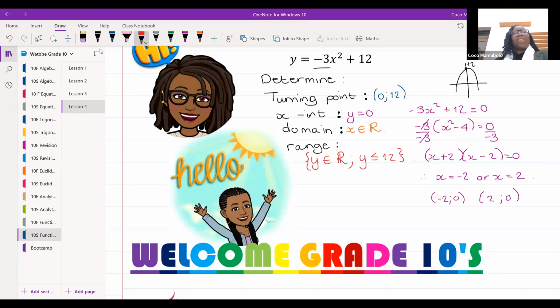Look at you, you whole rock star, you. 100%. That's Tiana, you make my whole heart just full. I love it. Welcome to Watobe, everybody. This is how we do things.